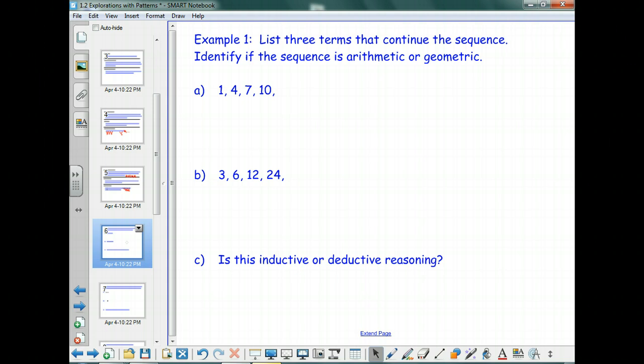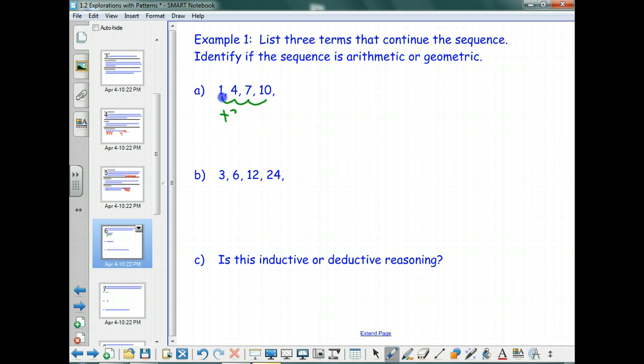So my question doesn't exactly address all those issues, but we're going to do more than the question asks on this slide. Okay? This slide first says to list 3 terms that continue the sequence, so show me the next 3 terms. And it also says to decide if the sequence is arithmetic or geometric. Everybody with me? Okay. No matter which one you're looking at, you have to make the decision of how do I get the next term. So, first problem, how do I get from the first term to the second term to the third term and so forth? What do I do?